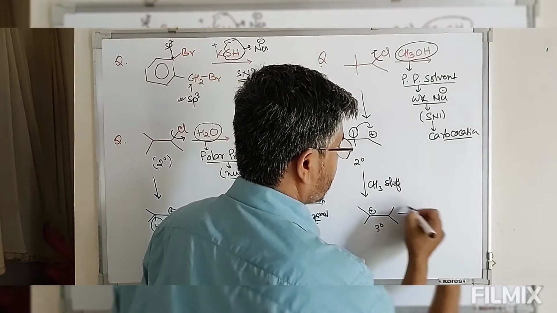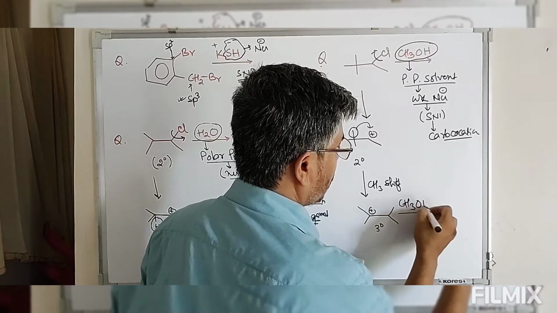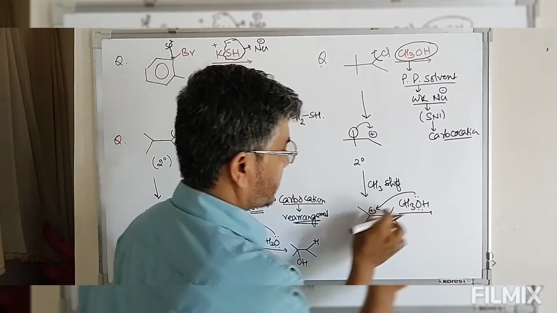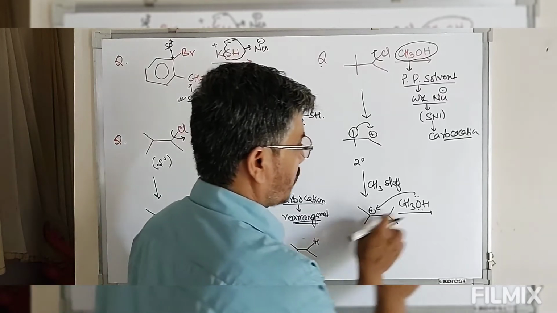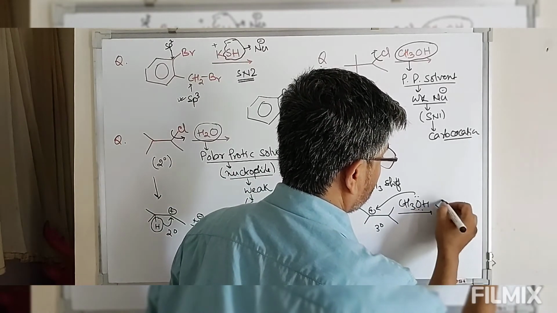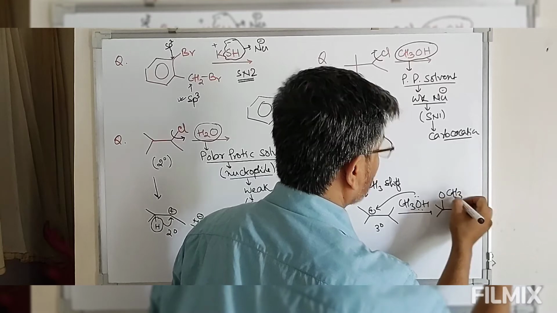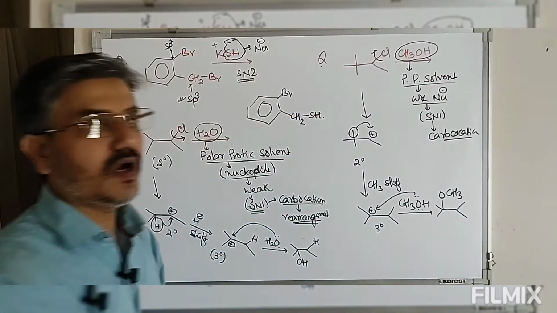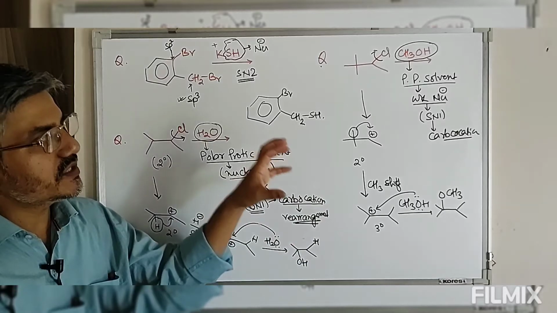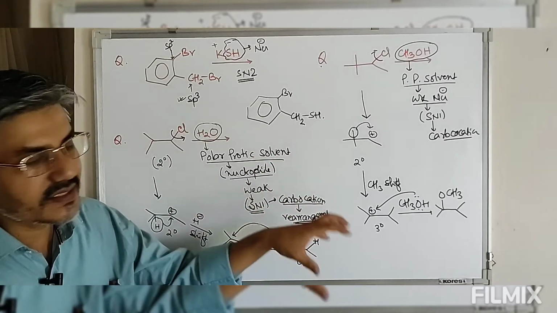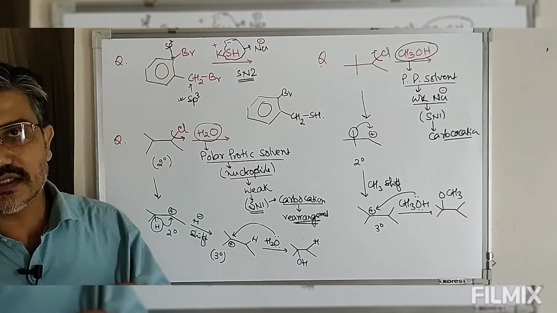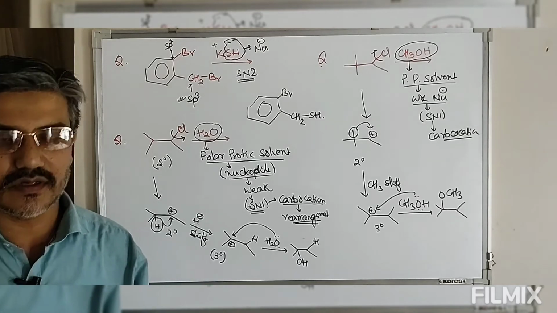Finally, this reacts with CH3OH. Oxygen having a lone pair acts as a nucleophile and attacks the electrophilic site, followed by elimination of H plus. So this gives you the OCH3 product. So we have an SN1 reaction here. We have to see the nature of the solvent and the nature of the nucleophile in determining the nature of the reaction that will occur.